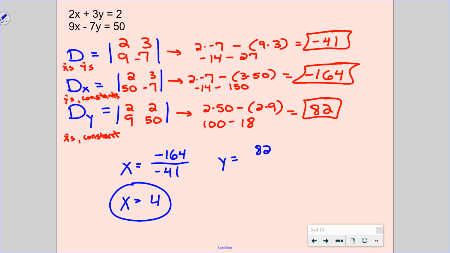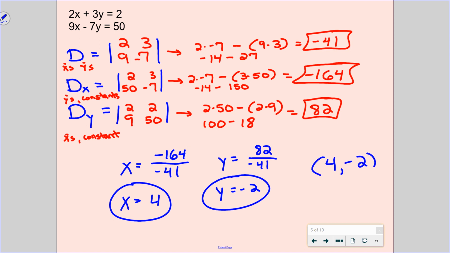Take your determinant with respect to y, divide it by your determinant, and now all of a sudden, you get your y that's equal to -2. So your final answer is just a regular old (4, -2). And notice you were able to solve this 2 by 2 equation using a different method fairly easily, without a whole lot of calculations at all that you had to go through.